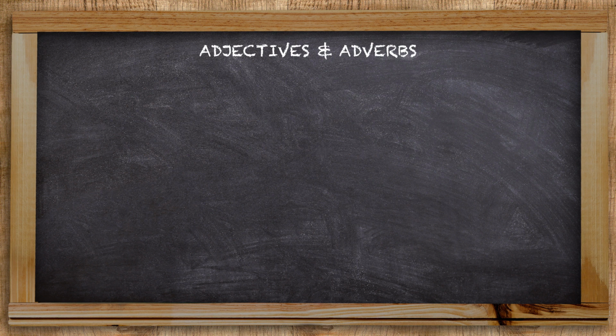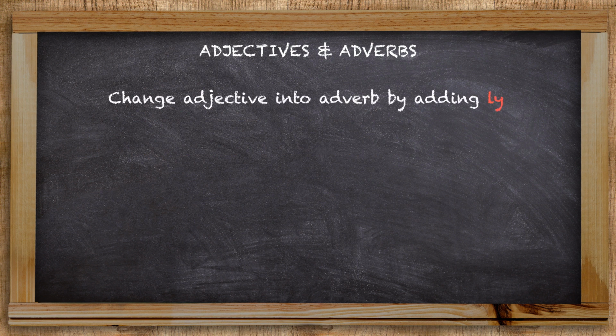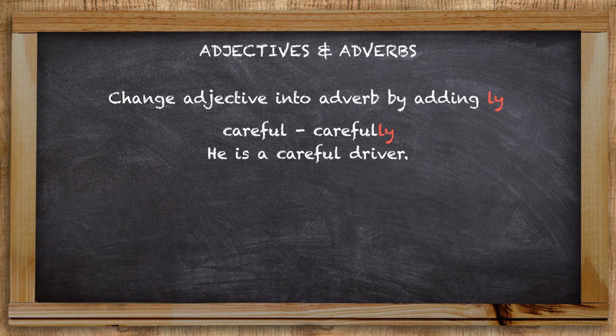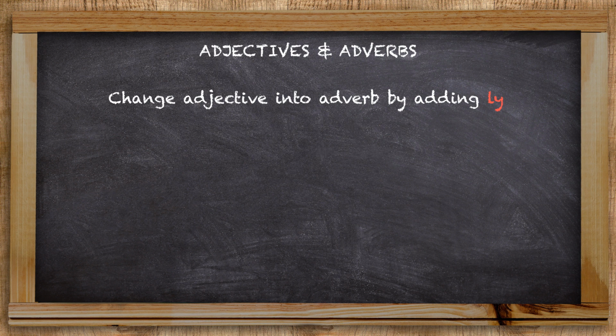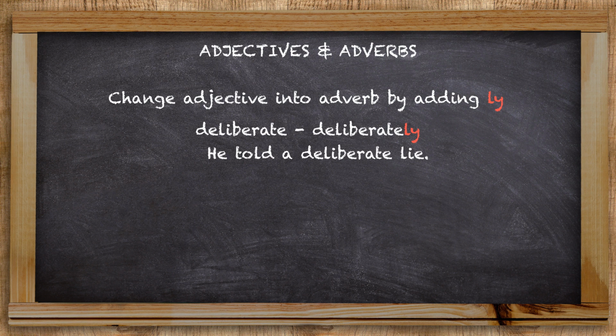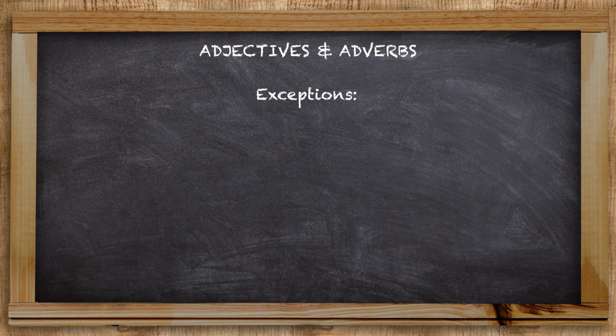Mind you, it is possible to change an adjective into an adverb by adding the suffix ly to the word. Careful becomes carefully, for example, as seen in these sentences. He is a careful driver. He drives carefully. Or deliberate becomes deliberately, as seen in these sentences. He told a deliberate lie. He lied deliberately. Note that there are a few exceptions to this rule.